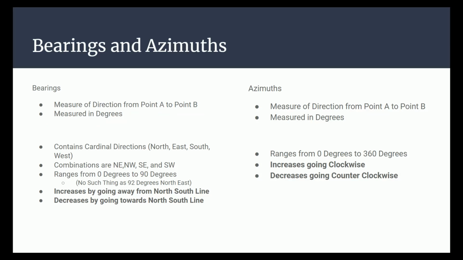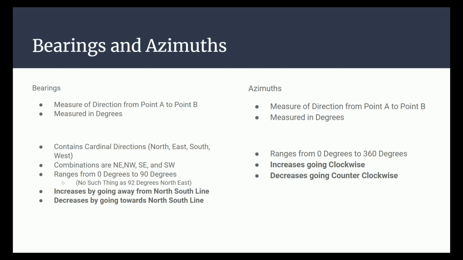Both of them are measured in degrees and they are a measure of direction. It's how you get from point A to point B. Which direction would I go in? The main difference is bearings contain cardinal directions. Those are your north, east, south, and west. And they can range from 0 to 90 degrees because they must fit in that quadrant. If you divide the circle into 4 parts, you're going to have each maximum value be 90 degrees.